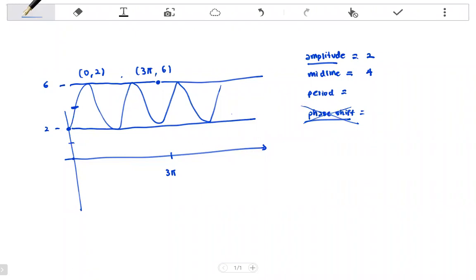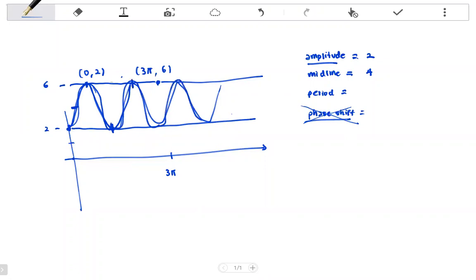So from the minimum point to the maximum point, it might be from here to here, might be from here to here, but we know that it reached (3π, 6). It took 3π time for it to reach the maximum point. So let's see what one period is. One period is going to be up and down, so yeah, here. This one loop is going to be one period, right? And this repeats like that. And it repeats again and again.